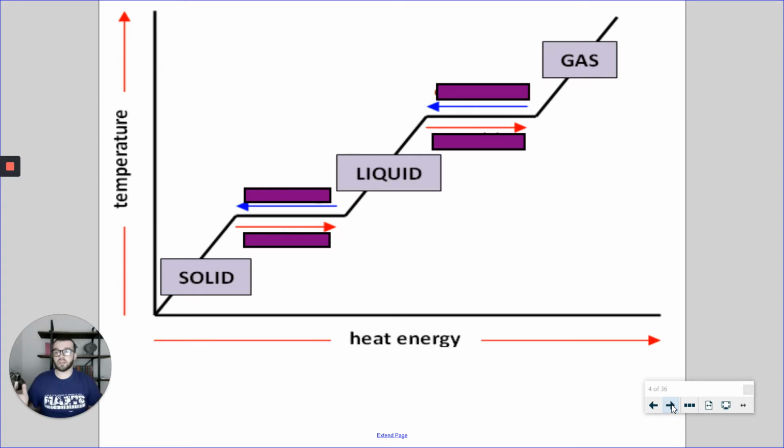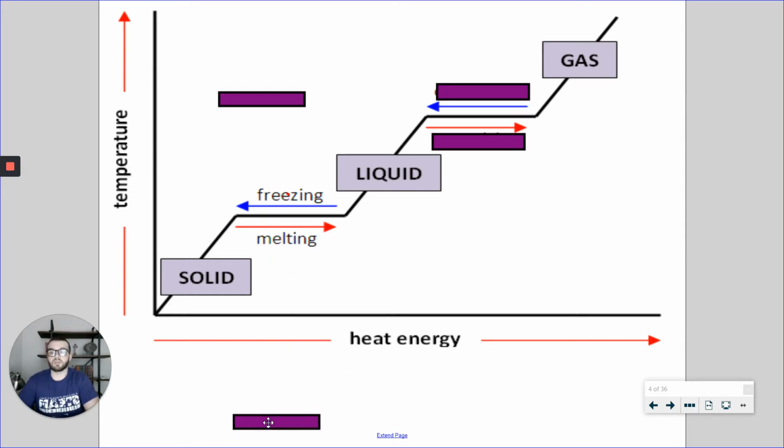Okay, so how do we get from solid to liquid, liquid to gas, and then back down from gas to liquid, liquid to solid? Okay, so to get from liquid to solid, we know that's freezing. Okay, and we know to get from solid to liquid, that's called melting.